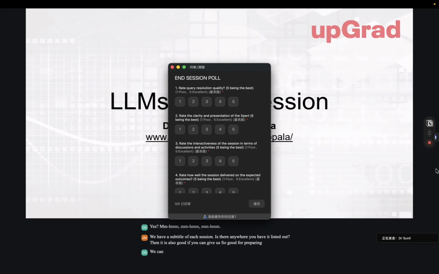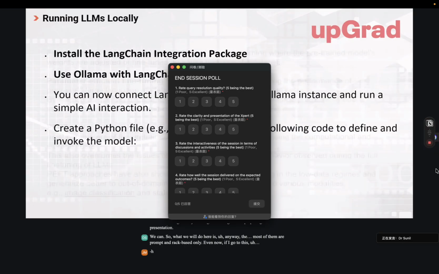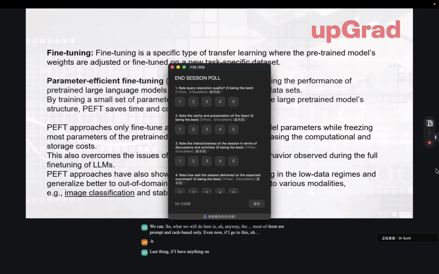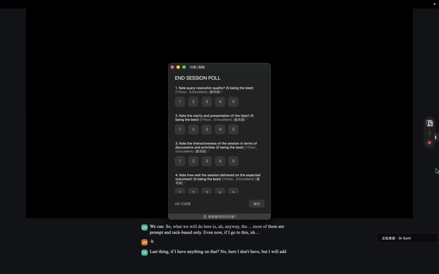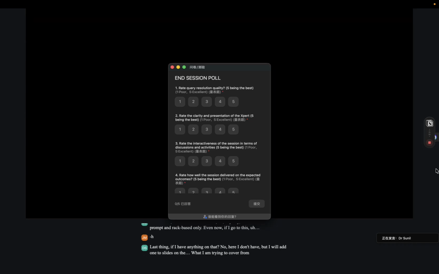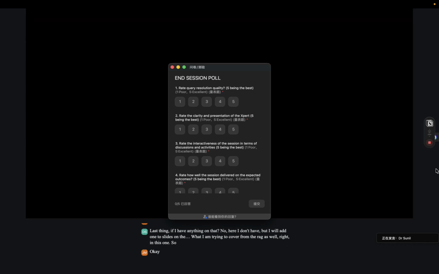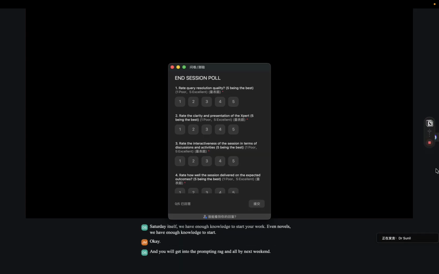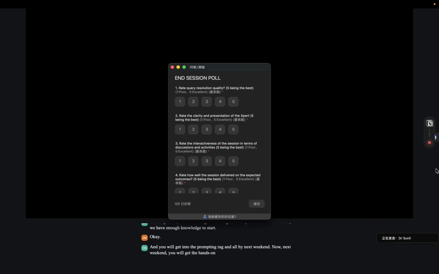So what we will do here is, most of them are prompt and RAG based only. Even now, if I go to this last thing, I don't have anything on that here, but I will add 1, 2 slides on what I am trying to cover from RAG as well. That will give you enough knowledge by next Saturday to start your work. Even now you have enough knowledge to start, and you will get into prompting, RAG and all by next weekend. Next weekend you will get the hands-on exercise of Azure as well.